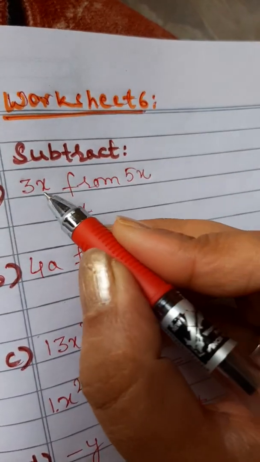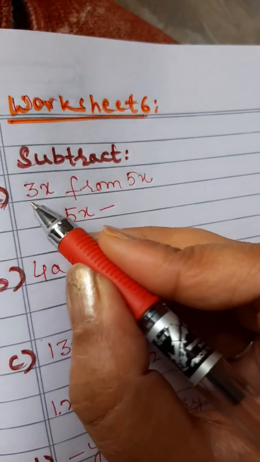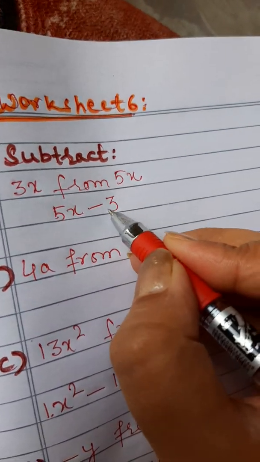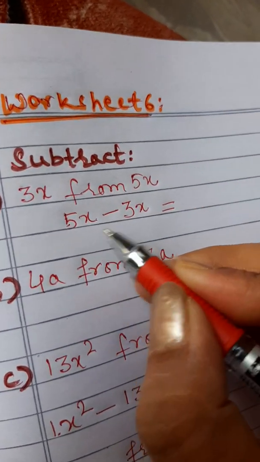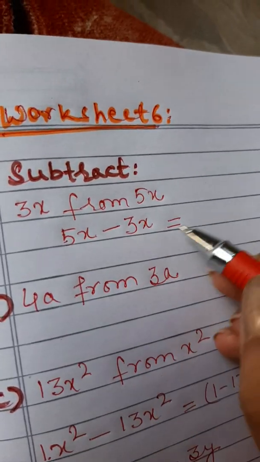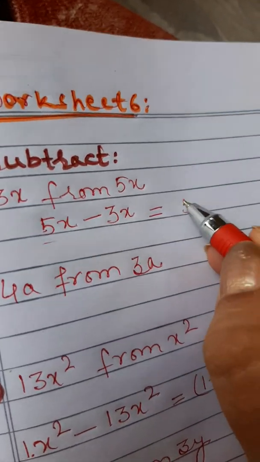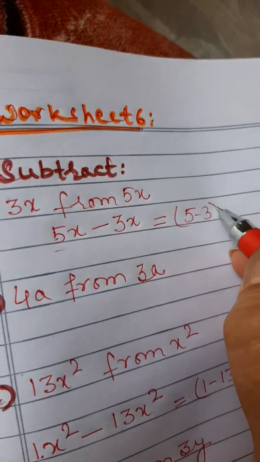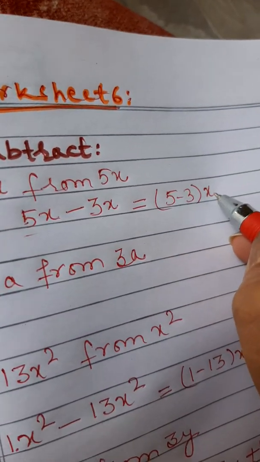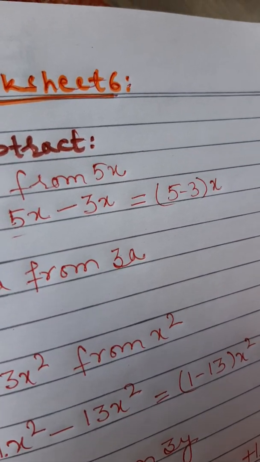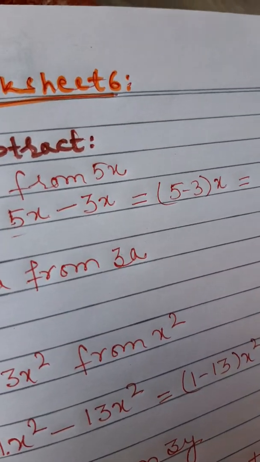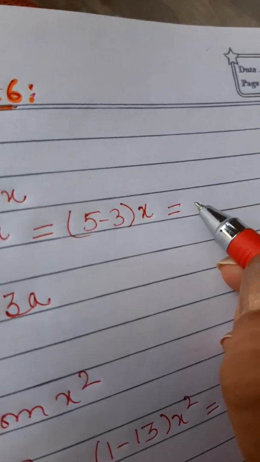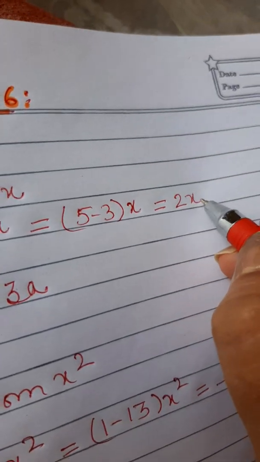5x minus 3x, because 3 is positive, there is nothing to worry, just write 3x directly. This is equal to, again you can subtract the numeral parts only like this, 5 minus 3, and because the variable is same, we will write x here. Or you can skip this part, you can do this part in your mind. 5 minus 3 is 2, so 2x is the answer.